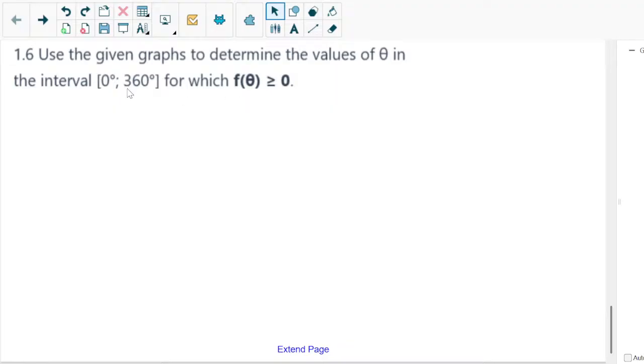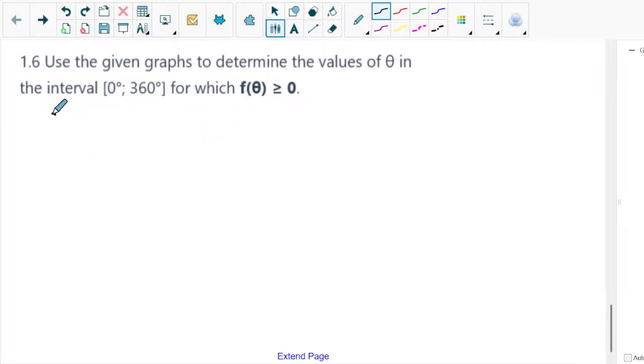From 0 to 360, for which f of theta is greater or equivalent to 0. Yeah, this one is maths. You're no longer writing down. This one is mathematics. So what are they asking us here? We need to understand what this thing is about greater than. This thing is just being fancy. There's nothing special here. But f of x should be greater or equals to 0. They want f of theta to be greater or equals to 0.